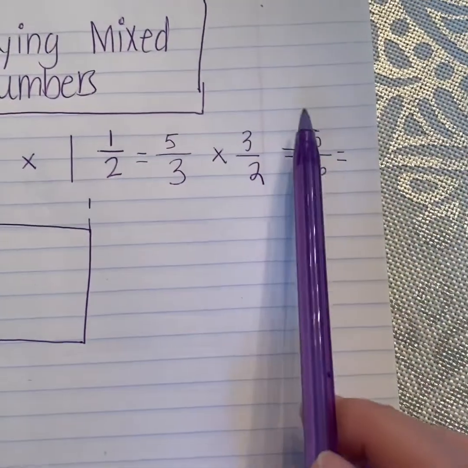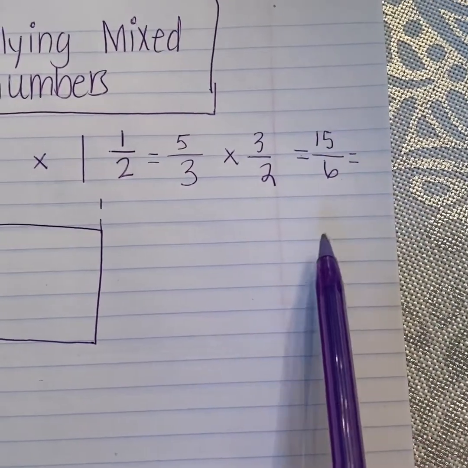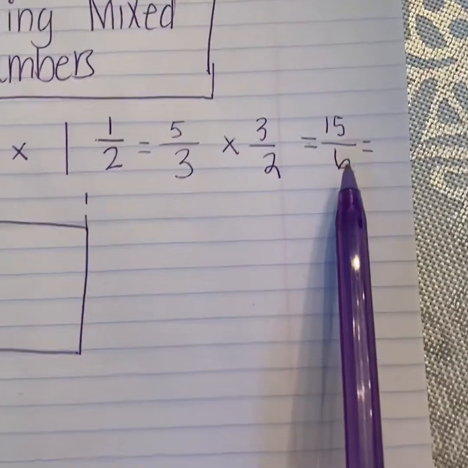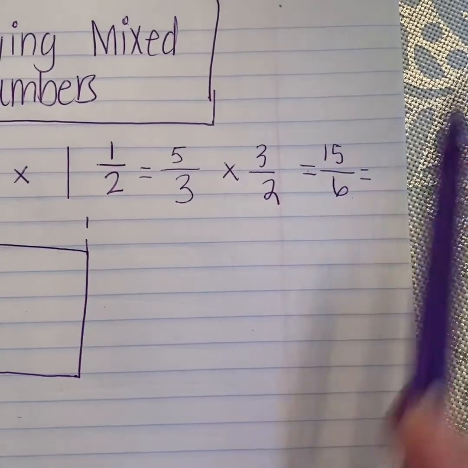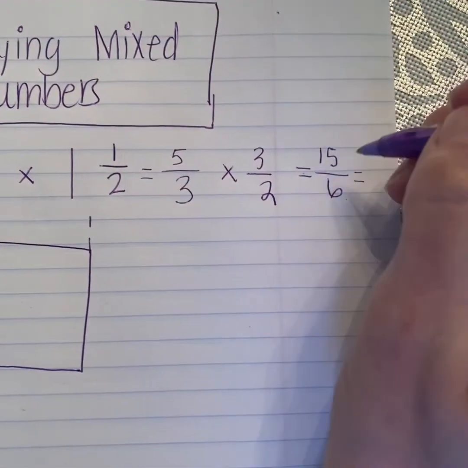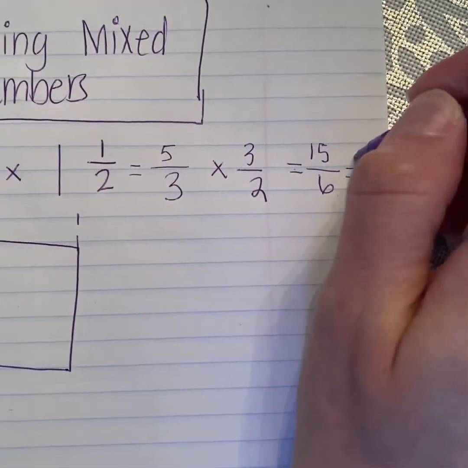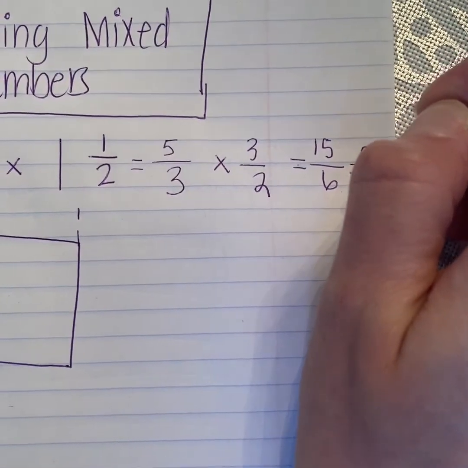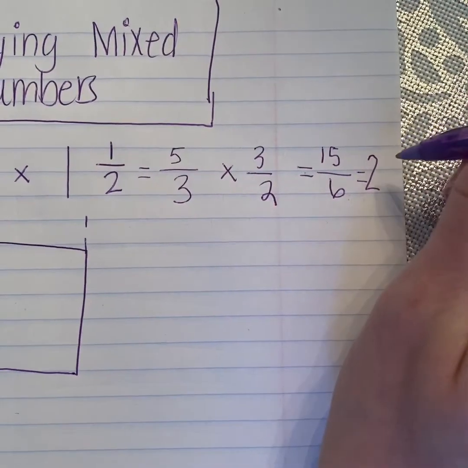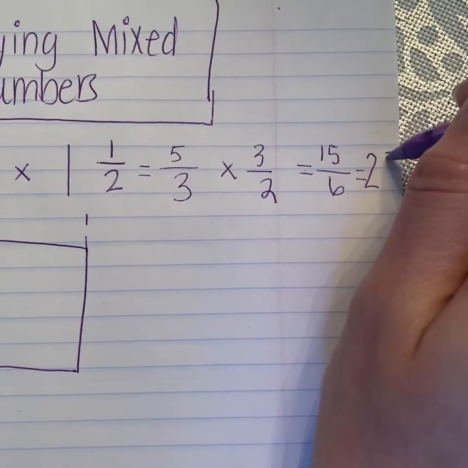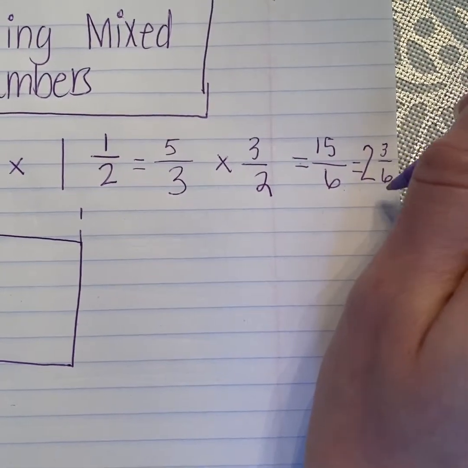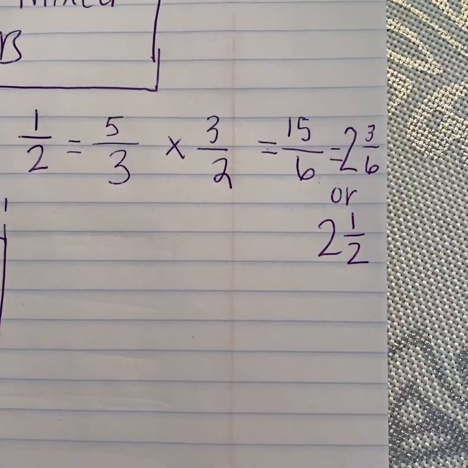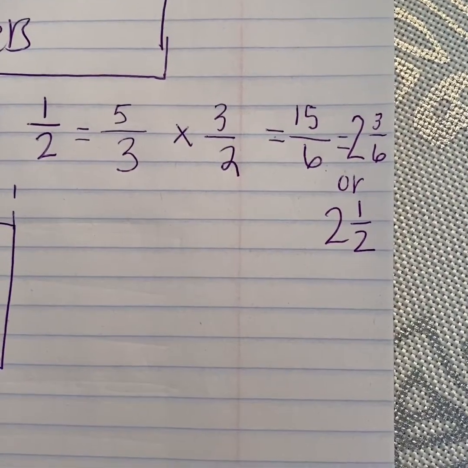So 5 times 3 we know is 15, and 3 times 2 we know is 6, right? Now let's turn 15/6 into a mixed number. So what makes one whole? That would be 6/6, right? How many of those can I make? Hopefully you're going to say 2. Okay, 2. And then how much is left over? 3/6, or 1/2. So 2 1/2. Make sure you write down 2 1/2 as well.